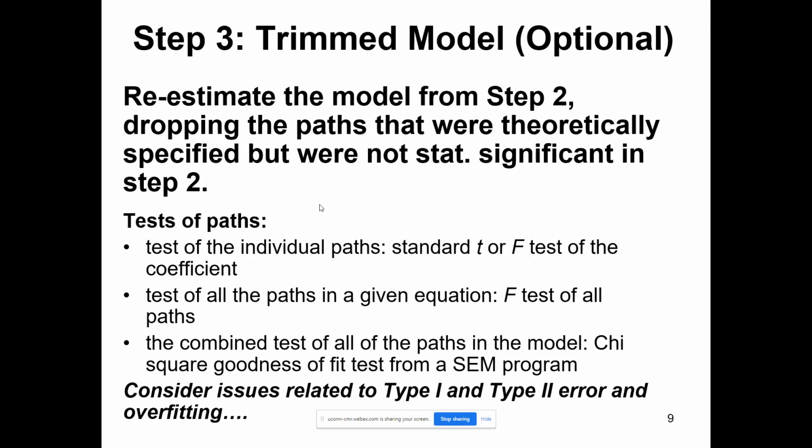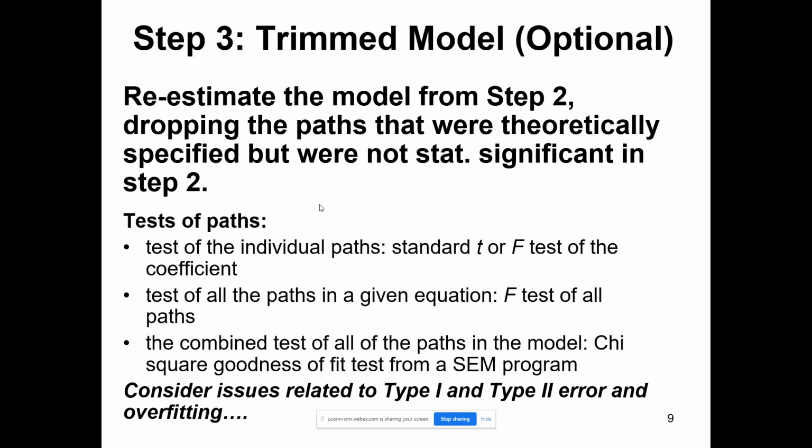Or what I'm going to argue is probably the best way when we want to look at multiple paths simultaneously is to do a combined test of all the paths in the model using chi-square. We'll talk about this more: we can use something called a chi-square difference test to compare the fit of the model that includes some paths with the fit of the model that excludes multiple paths.